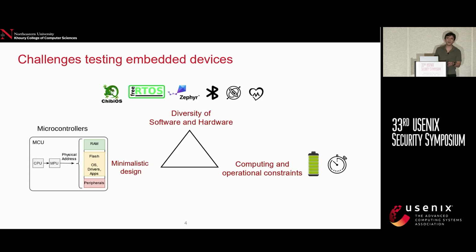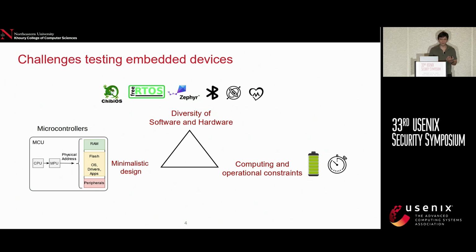So the question is why identifying vulnerabilities in these devices is quite challenging. There are essentially three main components. The first one is the diversity of software and hardware in these devices. Compared to standard computers, they don't have a single operating system or a single architecture, so it's quite diverse in terms of hardware and software.